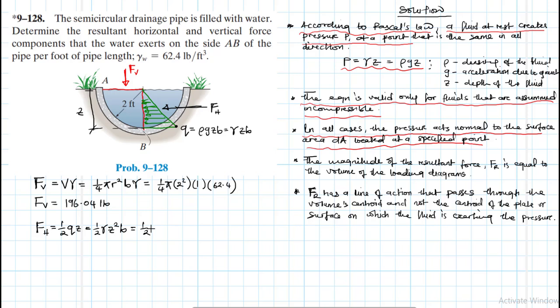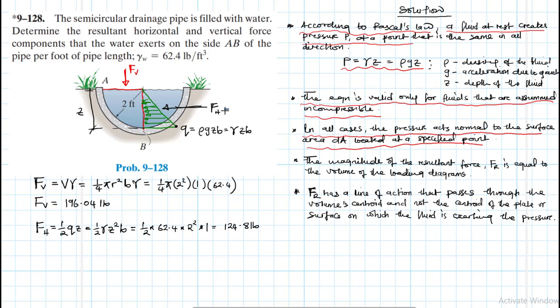This is equal to half times 62.4 times 2 squared times 1 foot. Have we put everything? 0.5 by 62.4 by 2 squared, by 1. So what do we have? We have 124.8 pounds. So this is about it.